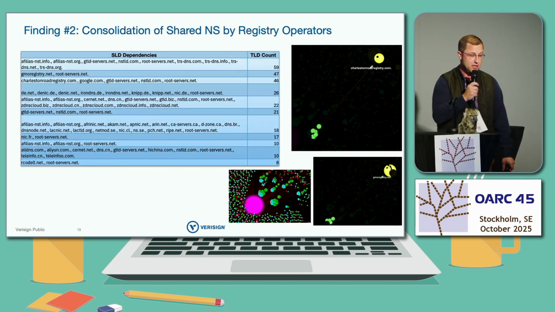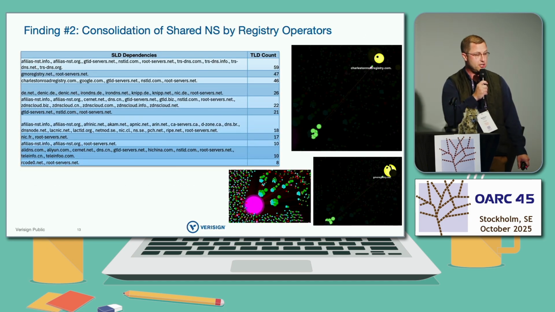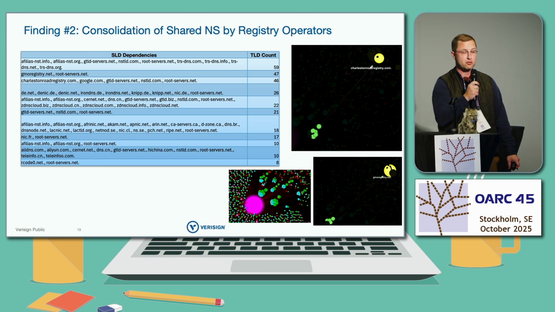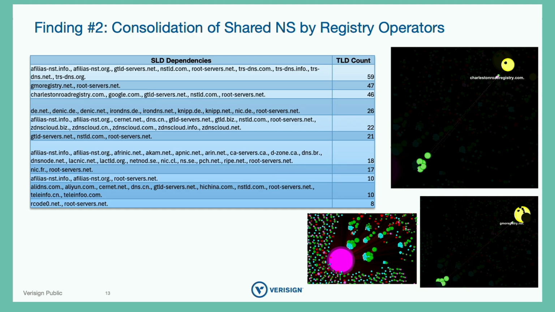The second thing we see, especially when we were looking in that higher entropy area of the visualization, is that you can see consolidation by certain registry operators in there. You have large sets of SLD dependencies that are actual registry operators. You have things like GMO Registry, Charleston Road Registry, Afilias, and so forth. And I will say that from the time we originally did this analysis to this presentation, those results have actually changed due to mergers. So it's still a highly dynamic environment even today.